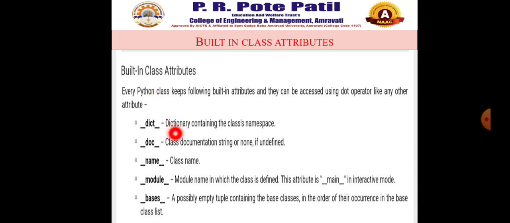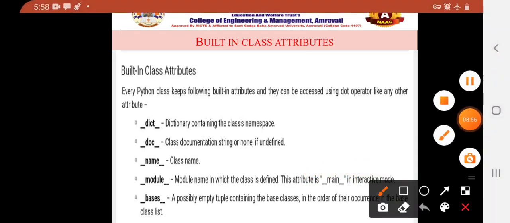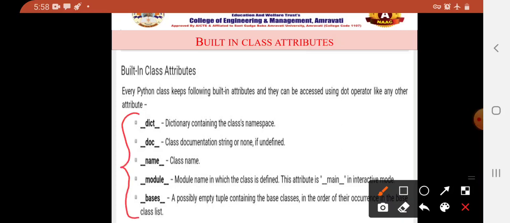First, __dict__, a dictionary containing the class namespace. Then __doc__, the class documentation string, or None if undefined. Then __name__, the class name. Next is __module__, the module name in which the class is defined. This attribute is __main__ in interactive mode. And the last one is __bases__, a possibly empty tuple containing the base classes, in order of their occurrence in the base class list. You just remember all these built-in class attributes. These are very important from the examination point of view.